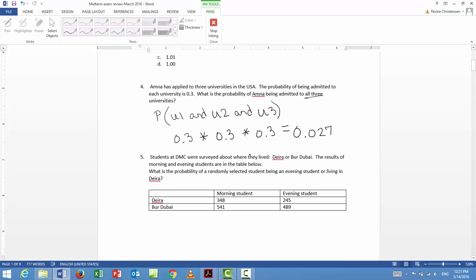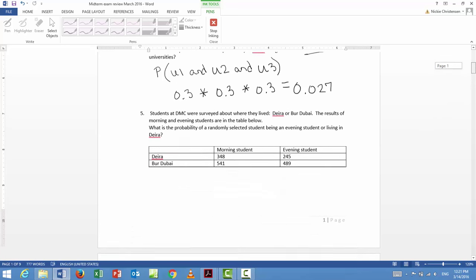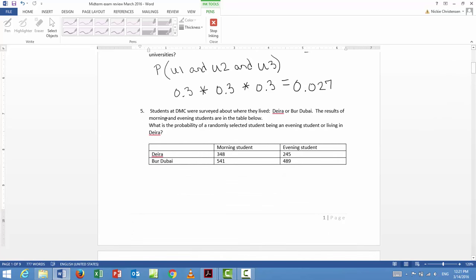All right, question number 5, we have a contingency table. Okay, students were surveyed about where they lived, Dira or Dubai. The results of morning and evening students are in the table, and we want the probability of a randomly selected student being an evening student or living in Dira. Okay, so as we learned many times in the class, the first thing you do with a contingency table is you total the columns and you total the rows. Okay, so let's go ahead and do that.